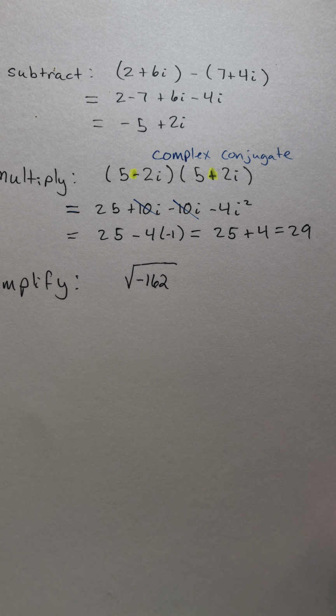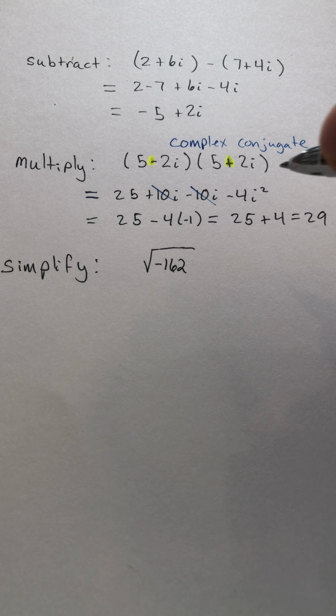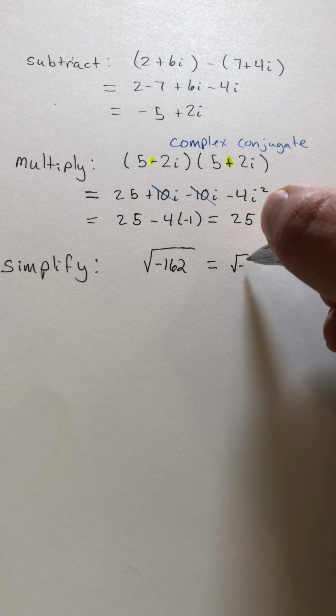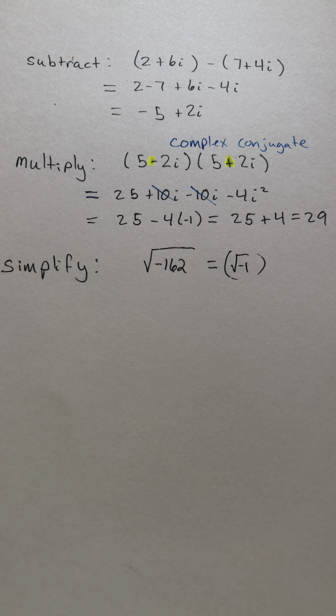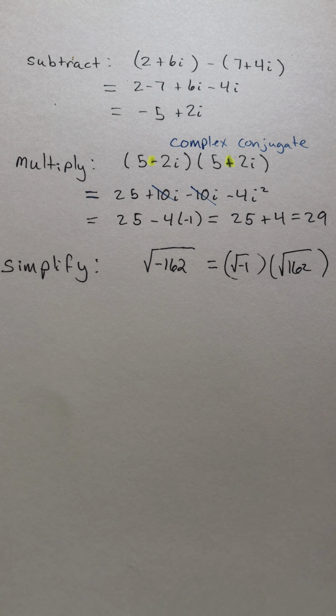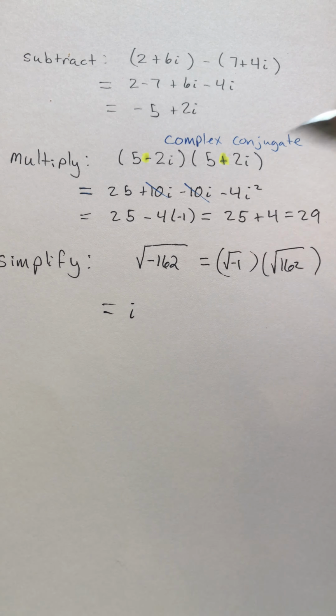Okay, then let's simplify radicals with negatives under the square root. So the first thing that we would do is factor out the square root of -1. Have that times the square root of 162. Simplify the square root of 162 as you normally would.